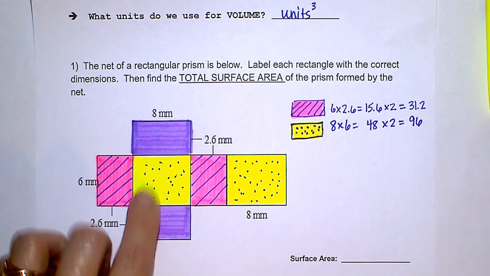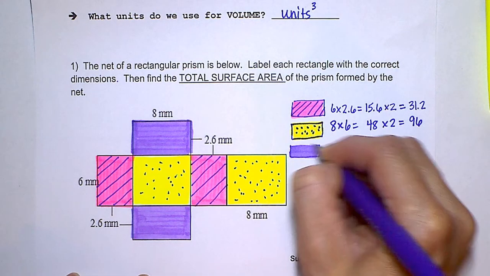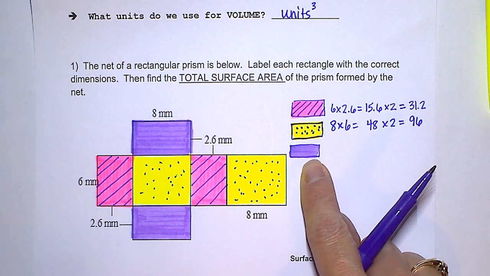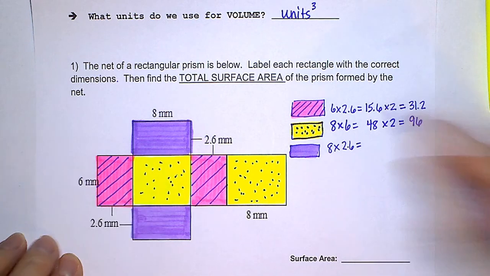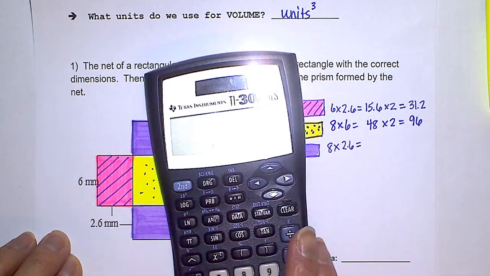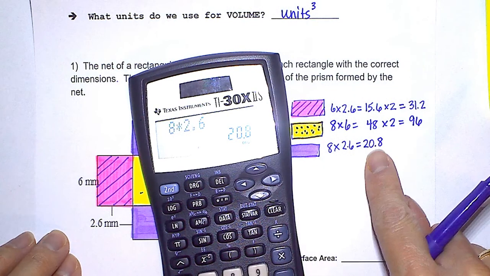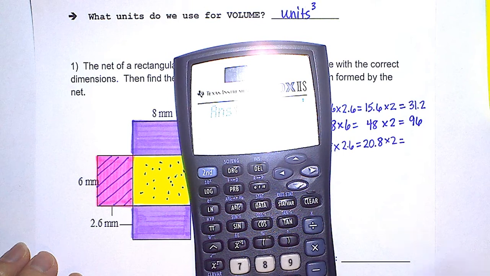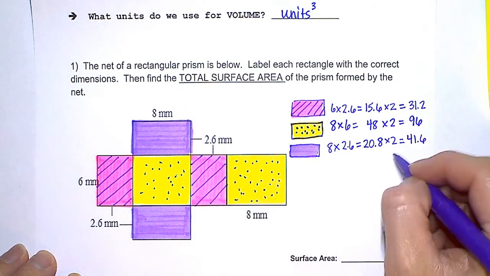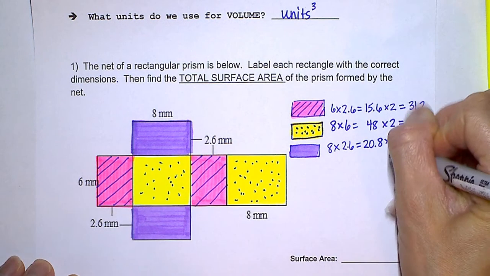Alright, last rectangle, we're going to do the purple. And if you didn't have a highlighter and you just left this one blank, you can just draw a blank rectangle. The length of this is 8, but the width of this one is 2.6. So we're going to calculate this. Sorry about moving my calculator in and out each time. 8 times 2.6 is the area of 1, but I have 2 of them, so we're going to do times 2, and we get 41.6. Now notice we've always done times 2, because for each of these that I've highlighted, there were 2 of each.